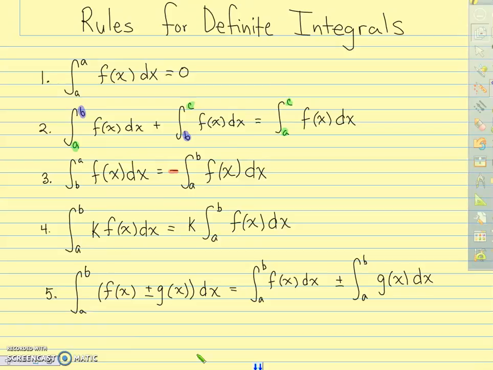The next one is a constant multiple, just like we've seen too many times already in this class. If we have a constant, we can go ahead and take it out and integrate without the constant in there. And then finally we have the sum and difference. That's another one that we've seen too many times in this class. If we're integrating from a to b f of x plus or minus g of x dx, then we can just break them up into their own integrals. So the integral from a to b of f of x dx plus or minus the integral from a to b of g of x dx.